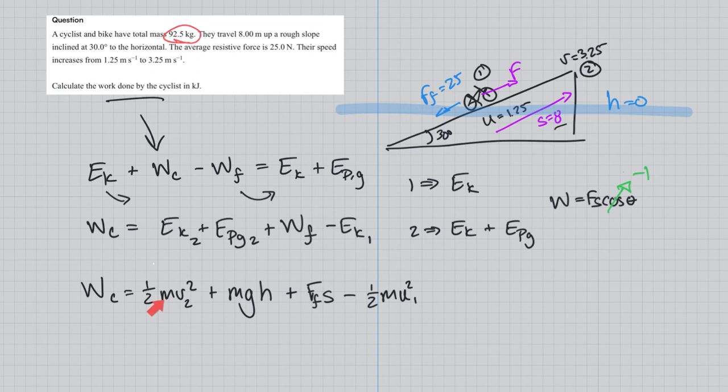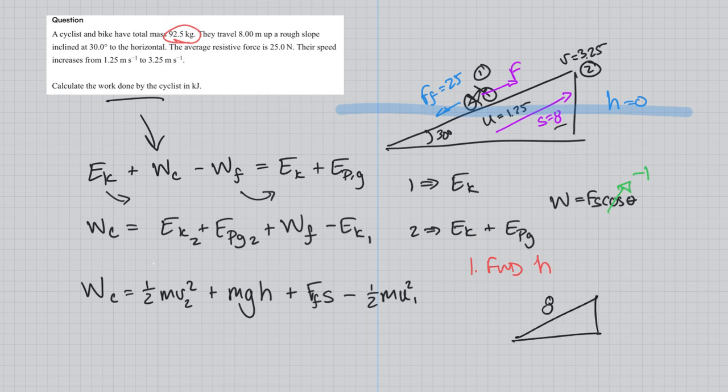So going through this, we know the mass, we know the final velocity, we know gravity, we know the force of friction, we know the displacement up the ramp, and we know the initial velocity. The one thing we don't have is height. So the first thing we're going to need to do is find h after we set up our equation. To find h, I'm going to use this ramp again.